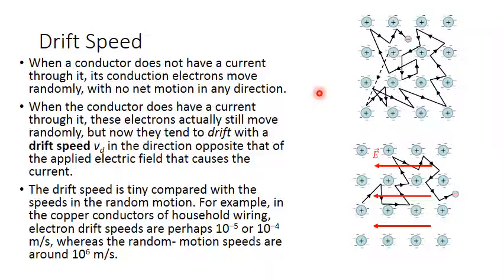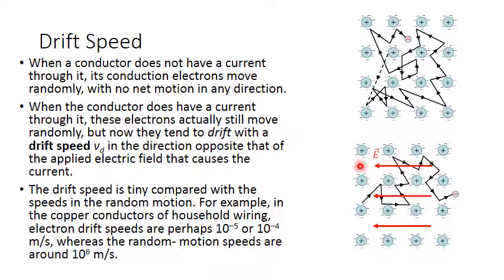Now what actually happens inside the conductor? Inside the conductor, there are free electrons that can move from one atom to the other. However, this motion is random, such that the net motion, or the net velocity, of the electrons in any direction would equal 0. So when a conductor doesn't have current through it, its conduction electrons move randomly with no net motion in any direction.